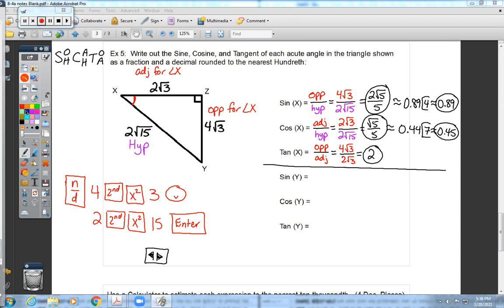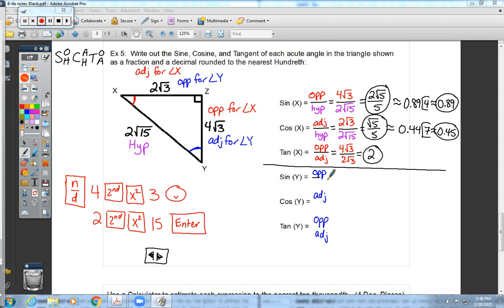Again, that's the only part of this that's any harder, because then from there, we just turn our attention to angle y, which again is going to cause 2 root 3 to become the opposite, because it's opposite of angle y, and 4 root 3 is going to be our adjacent. Then we're going to go in and set up our 3 trig functions again, using SOHCAHTOA.